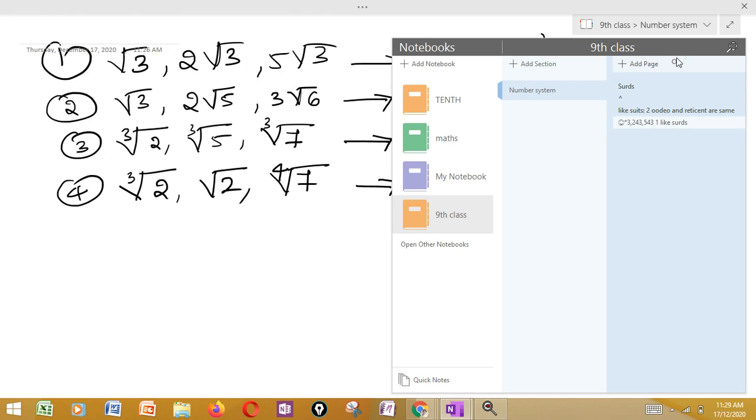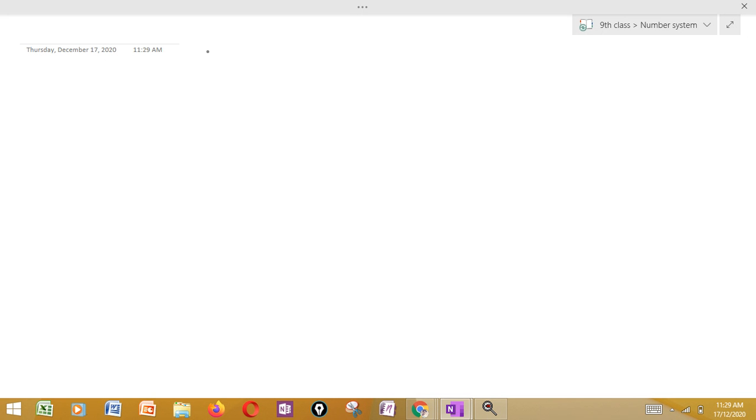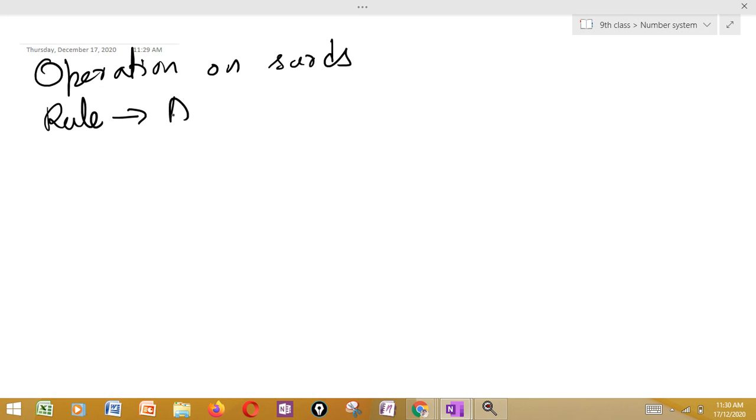Okay, shall we move to the next point now? Here the next thing we have to learn is operations on surds. Operation is nothing but the fundamental operations, that is addition, subtraction, multiplication and division. We will learn how to add and subtract the surds, and how to multiply and divide them. So here we are going to start with the rule for addition and subtraction of surds.